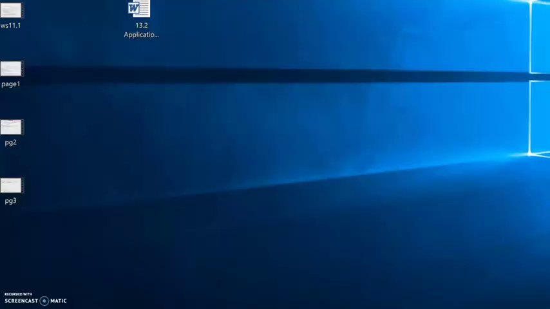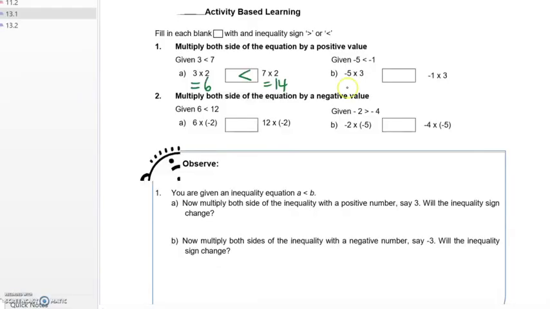Okay, and then for this one here in part B, -5 times 3 is -15, -1 times 3 is -3, and this should also be a less than. Right? So now what I want you to observe here, we started off with a less than symbol. Did we change the symbol? No, we didn't.